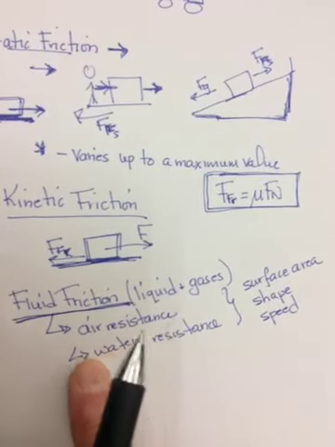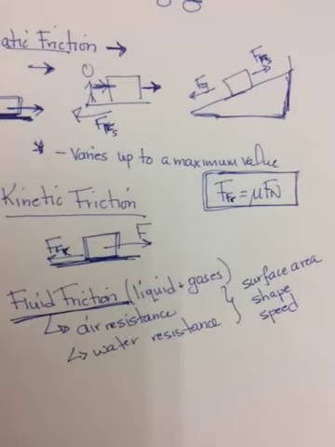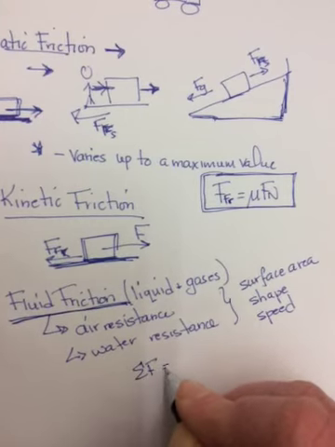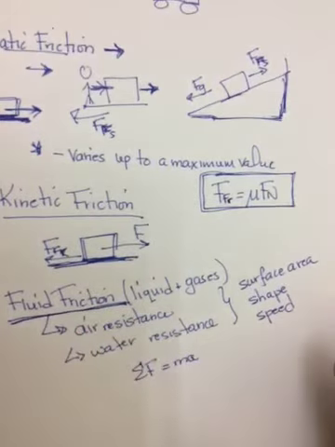And so we don't learn a formula to calculate fluid friction, other than we could do the sum of the forces to find it, right? If we knew the other forces acting on the object, we could find fluid friction from that.